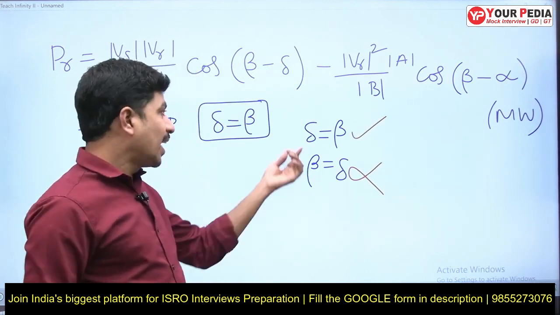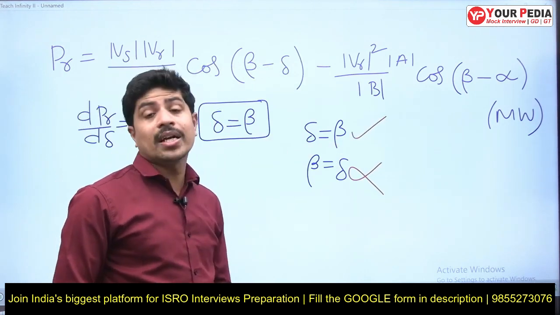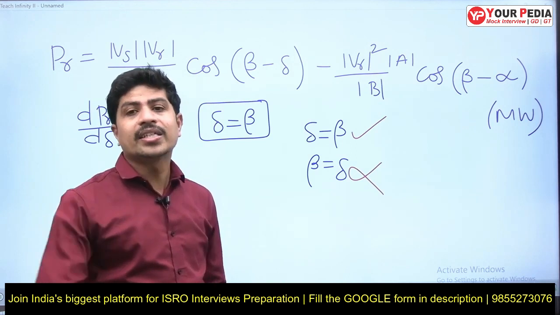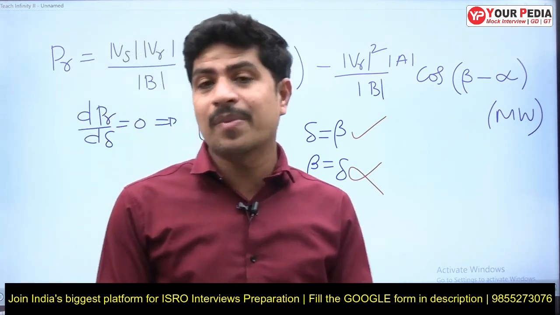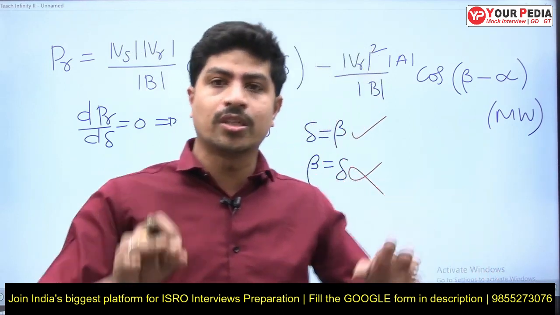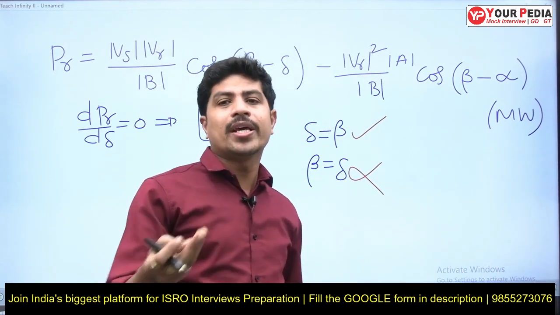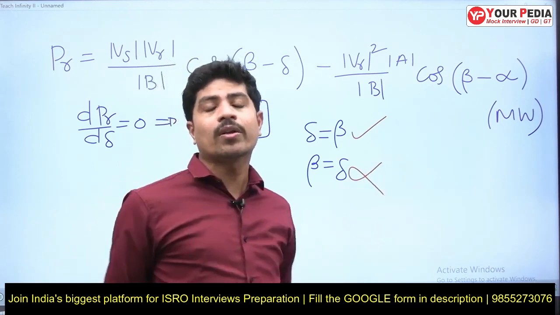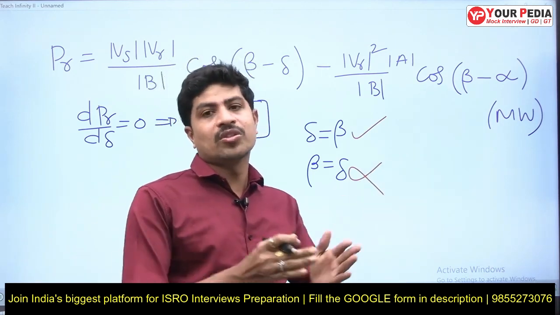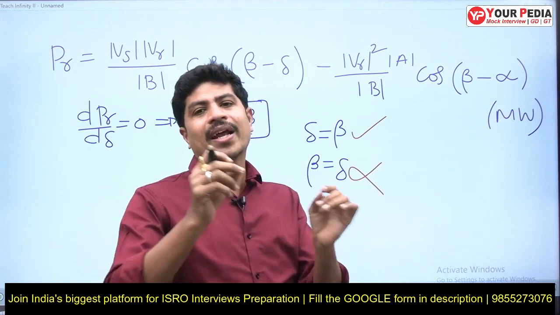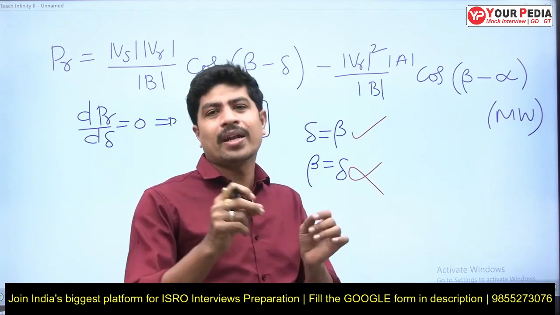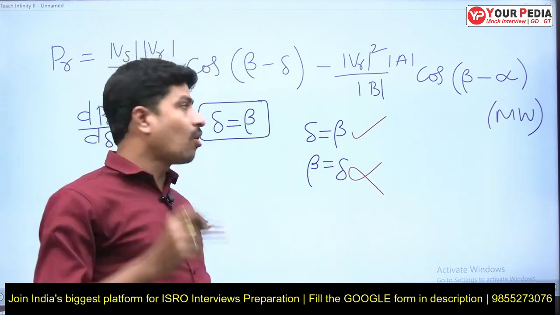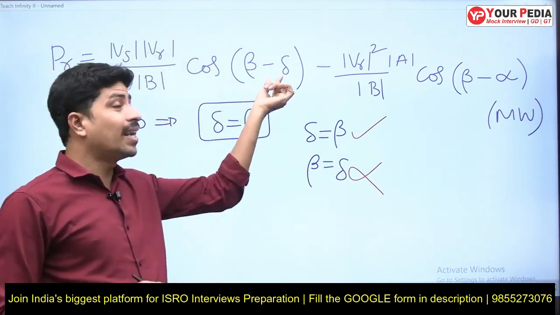Delta is a variable, beta is a constant. Once a transmission line is designed, its ABCD parameters are fixed. Those are not going to change. ABCD parameters depend on the transmission line configuration, but not on the input voltage, power, current, or power factor. Nothing is going to affect the ABCD parameters and their associated angles. A is mod A at an angle alpha, B is mod B at an angle beta, C is mod C at an angle gamma, D is mod D at an angle delta. That is triangular delta, not this del. This is called the load angle delta, del.